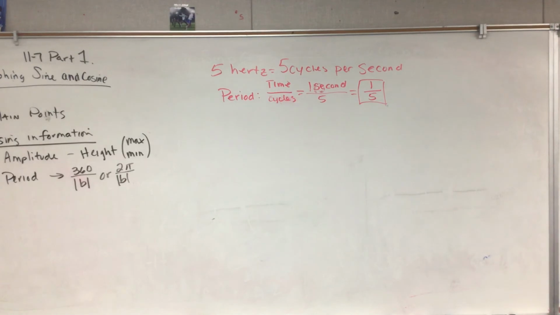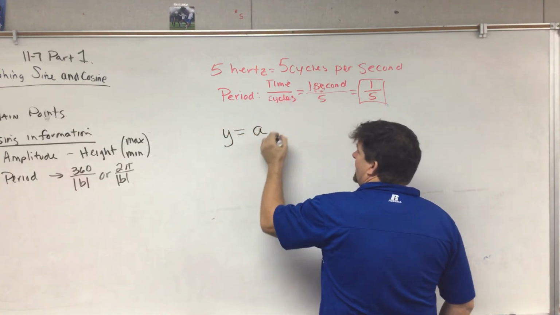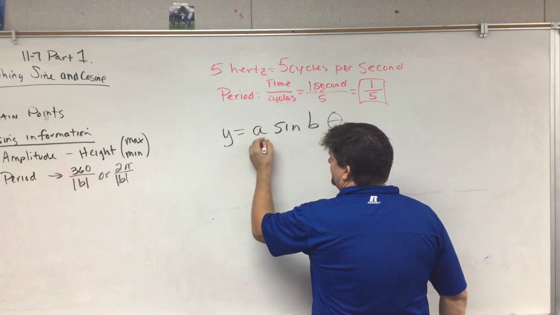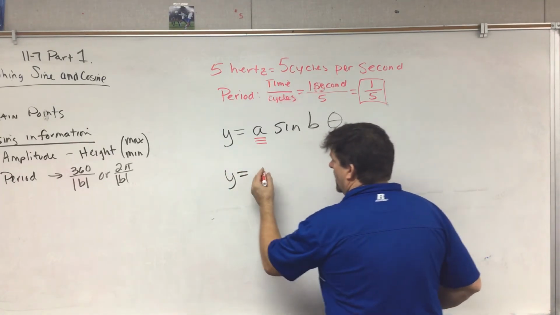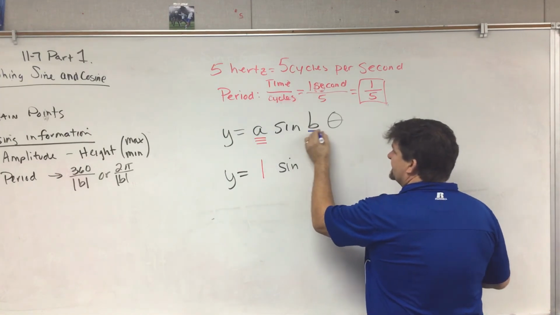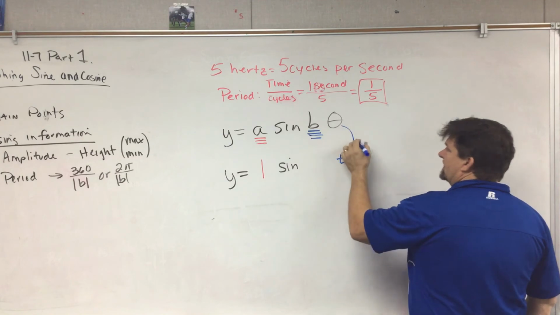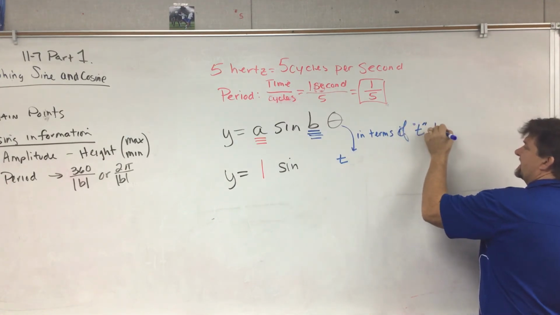Now what they ask us to do from there is find an equation, a sine equation. If we look at the sine graph, A sine B of theta, they ask us a couple of things. Number one, they tell us the amplitude is 1. So now I know that y equals 1 sine of something here. We don't know what this is. And they ask us to put it in time, so they ask us to change theta to t, time. That's where the t comes from.